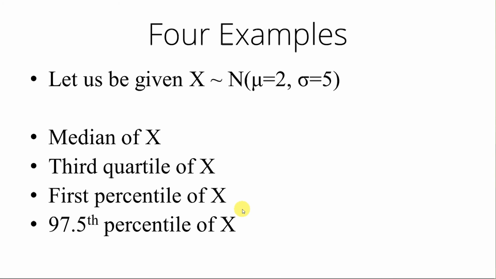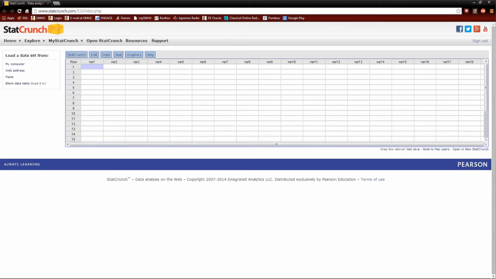And it's very similar to what we did in the previous video, where we calculated probabilities. Here we're given a probability, and we have to calculate the x value. In that previous video, we were given the x value, and we have to calculate the probability. Again, here we're given the probability, and we have to calculate the x value. So let's go into StatCrunch.